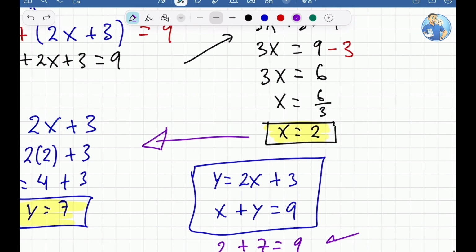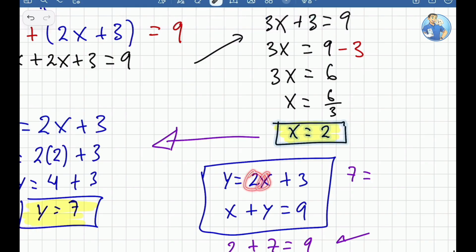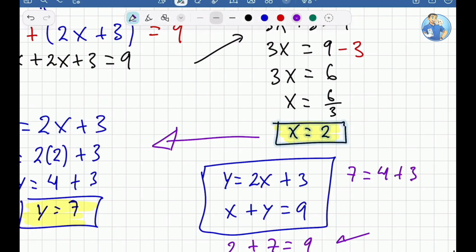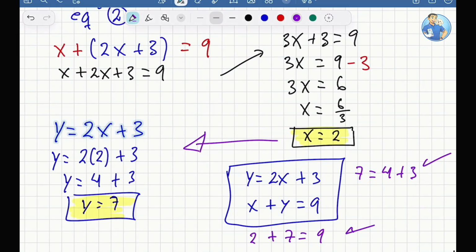According to this, y is 7. So we can say, is 7 equal to 2 times x plus 3? So what is 2 times x? 2 times x is going to be 2 times 2. So this is a 4. So 4 plus 3. If this is true, yes, this is true. So we are super sure that these are the solutions. X equals 2, y equals 7.